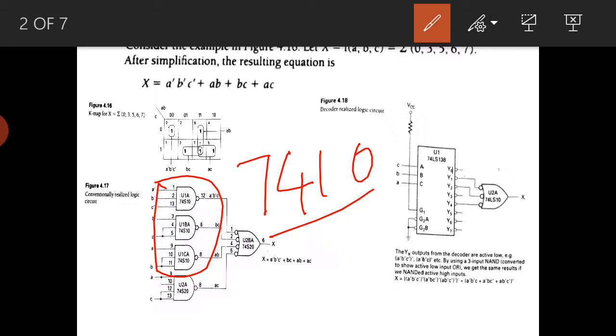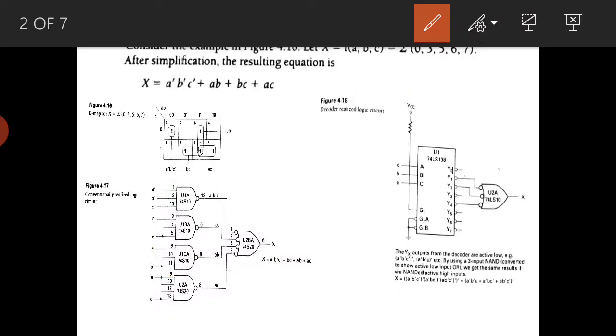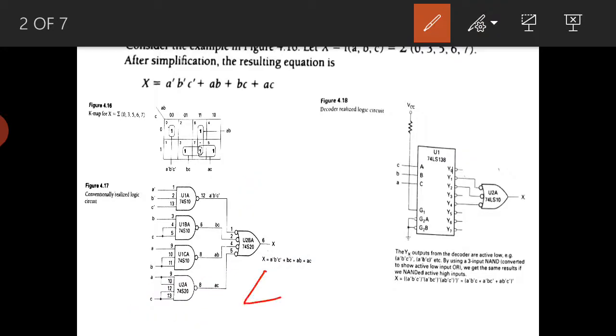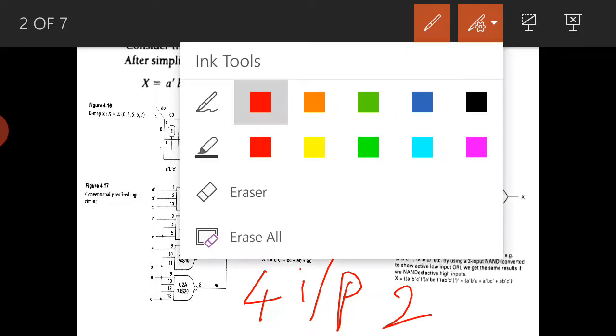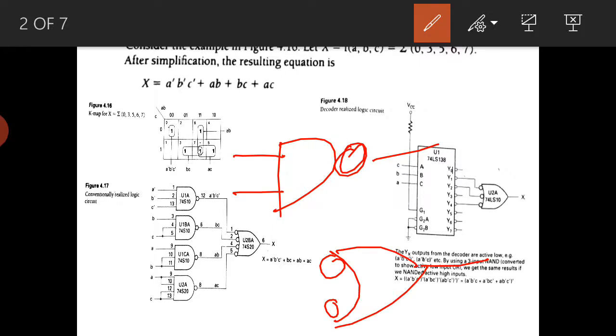One more IC we are seeing here is 74LS20. 7420 is the 4 input, 2 NAND gates. Okay, 2 NAND gates. But whatever the NAND gate is there, the same NAND gate we can replace by using bubbles and OR. So both are same here.